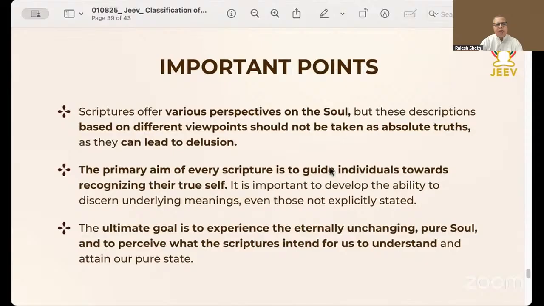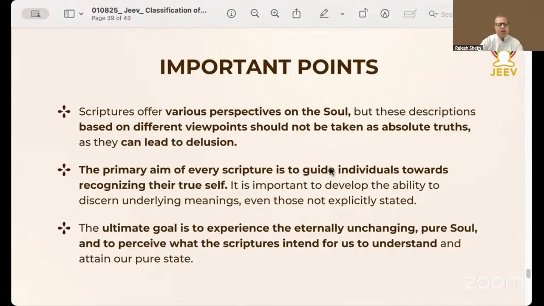Okay. It is important to develop the ability to discern underlying meanings, even those not explicitly stated. So when you understand in this manner, doubts do not arise, perverseness does not manifest, and indecision does not creep in. Okay. So your knowledge becomes absolutely right.